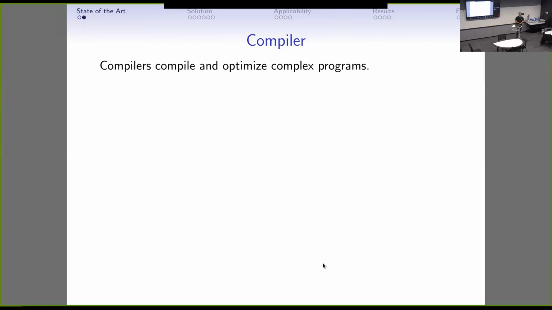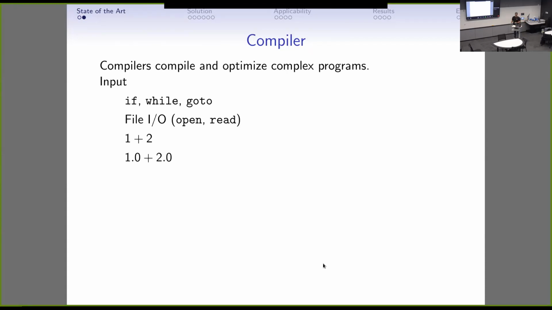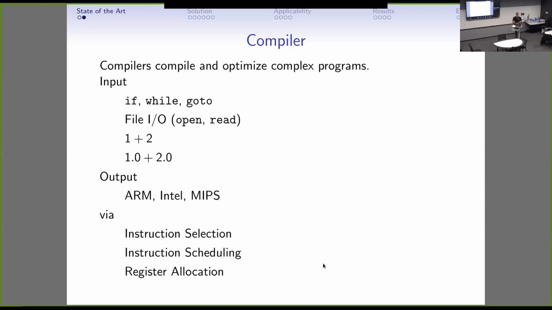So why are compilers bad? Compilers can compile and optimize very complex programs. With complex, I'm talking about an input language which usually involves control flow and maybe file input/output, integer arithmetic, floating point arithmetic, and a lot of other stuff. The output of a compiler is then usually machine code for one particular architecture, for example ARM for your phones, or these days also laptops and notebooks, or other architectures. What a compiler essentially needs to do is three things: instruction selection, instruction scheduling, and register allocation.